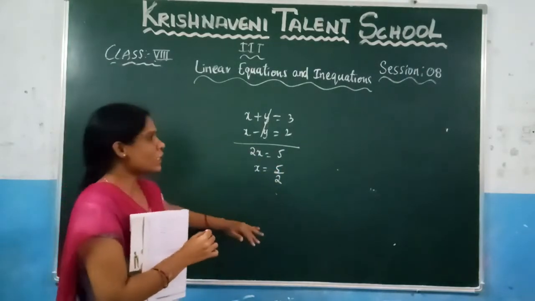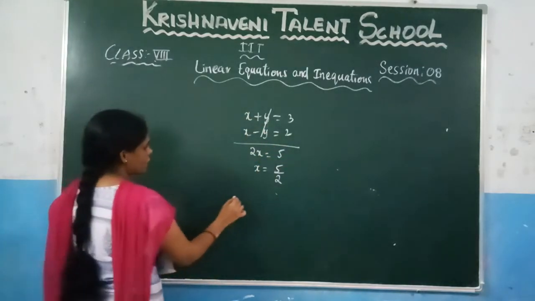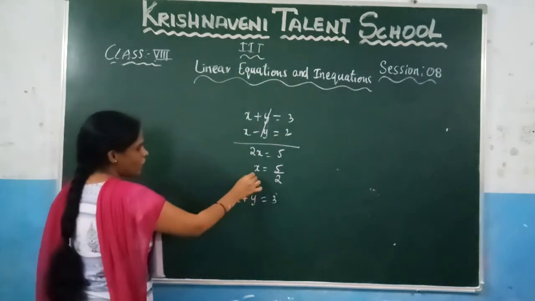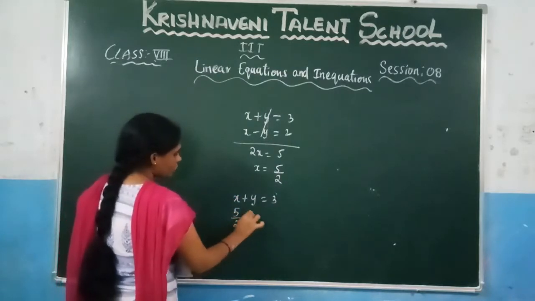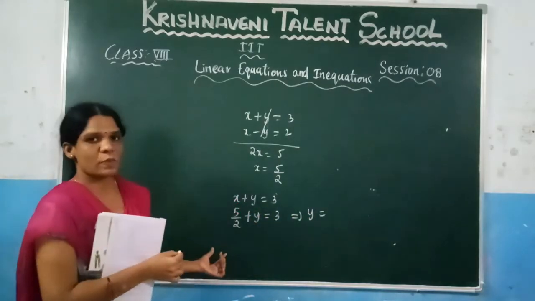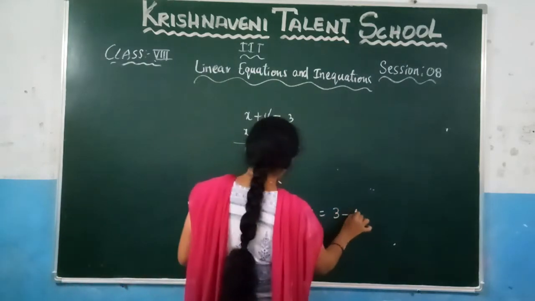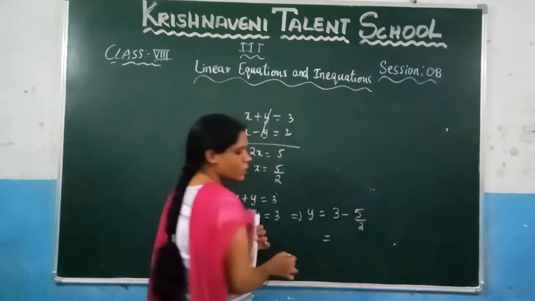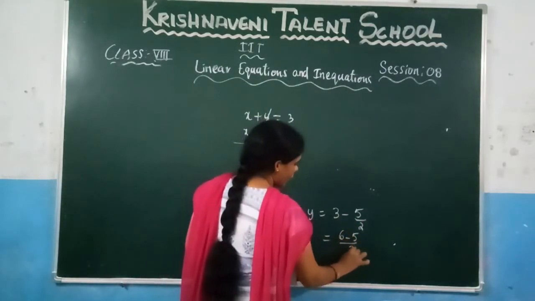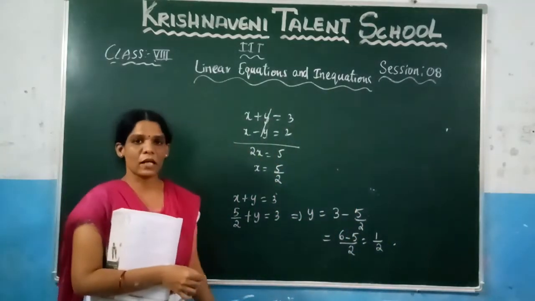If you want to find the value of y, you need to substitute in any of the equations. Let us take the first equation, x plus y is equal to 3. The value of x we got is 5 by 2, so 5 by 2 plus y is equal to 3. If you take plus 5 by 2 to that side, it will become minus 5 by 2, so you get y equal to 3 minus 5 by 2. Now take the LCM: 3 into 2 is 6, minus 5, over 2, which is 1 by 2. Like this, you can solve by using the elimination method.